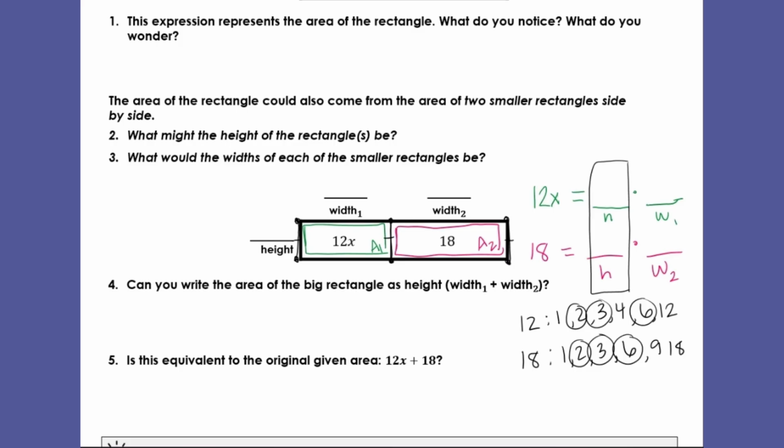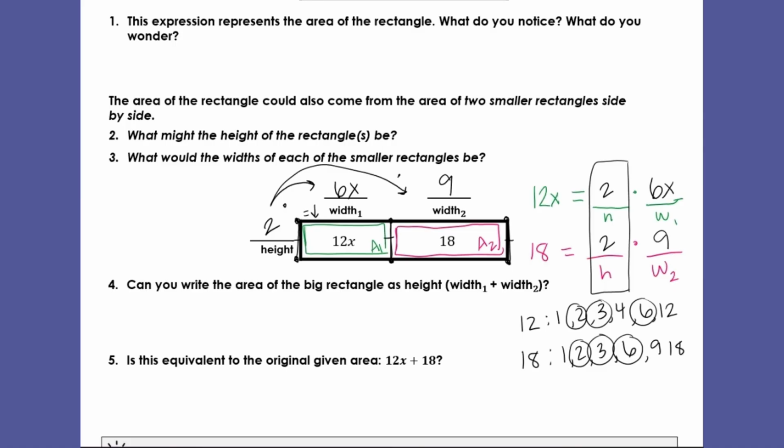So let's play around with this idea of what the other width would be if the height was 2, for example. So let's say the height was 2. What might the width be? When I'm looking at the height, if I'm looking at just the green rectangle, I'm looking for essentially 2 times what would give me 12x. And that would be 6x. 2 times 6x gives me 12x. And then I'm thinking 2 times what would give me 18. So 2 times 9 would give me 18.